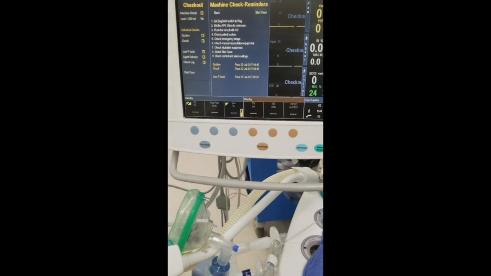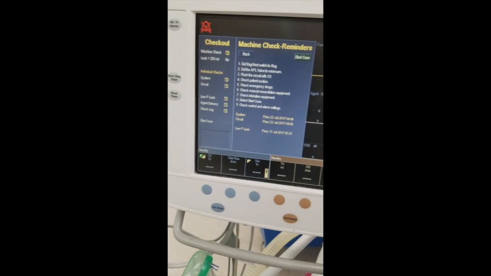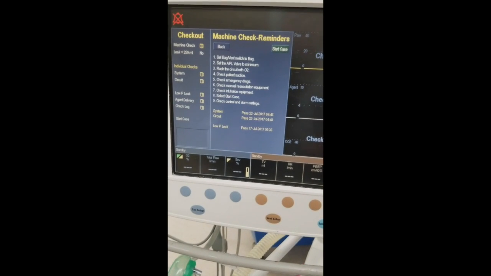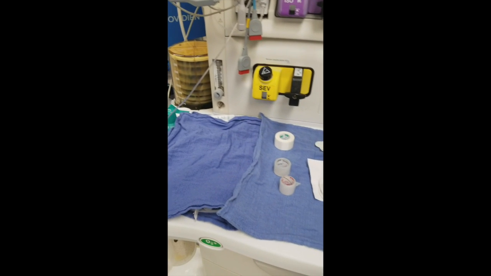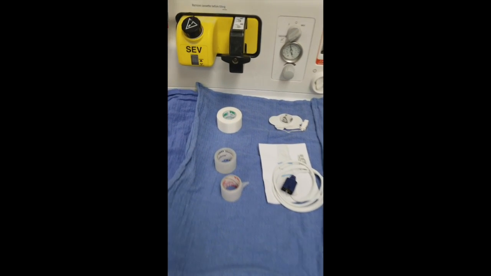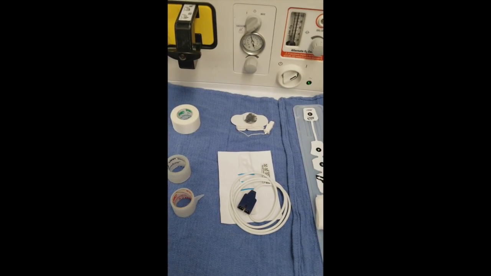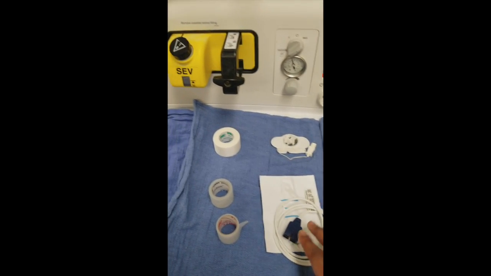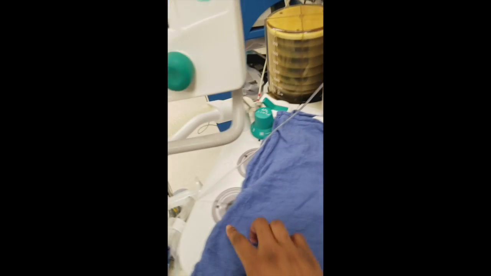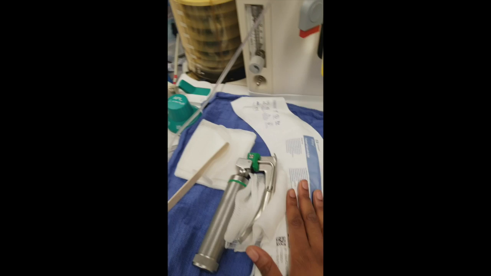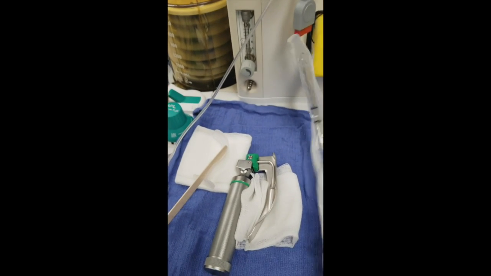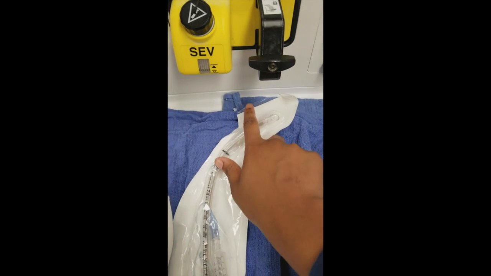Check your machine. Nice thing about these machines is that they're all pretty much automatic, so you just follow the directions. After that, you set up for your case. You always set up for a general case. So I have my biz monitor, pulse ox, temp probe, my tapes. This is my intubation. So my tube, you always check the balloon, which is down here.